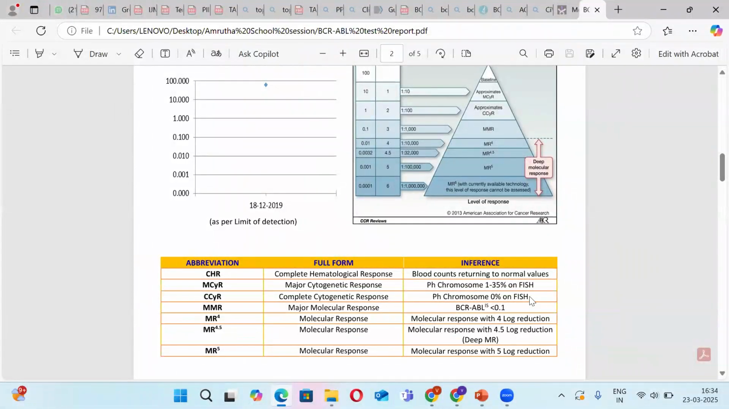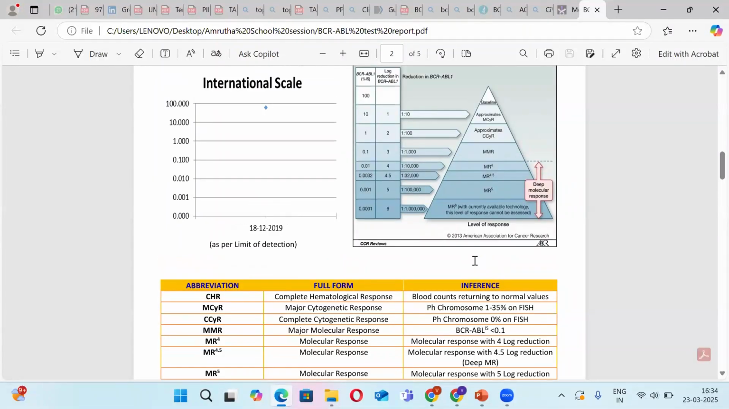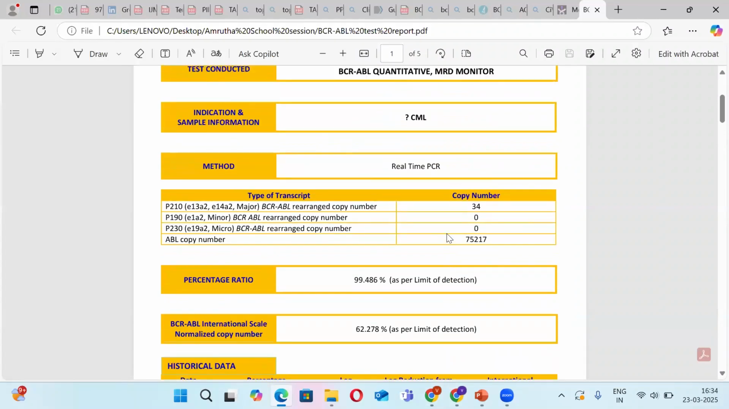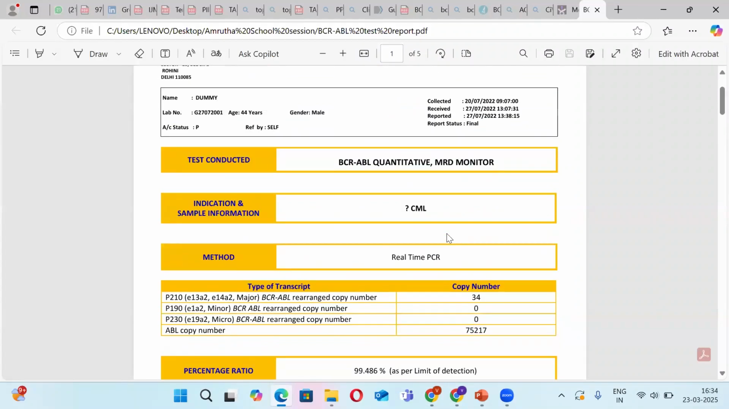So what is this? Why has all this IS come into the picture? For that, I had shown earlier what CML management is. Essentially, it's all about looking at the BCR-ABL mRNA copies, counting the mRNA copies, divided by ABL copies, into 100. It's a simple thing that we do in real-time PCR.